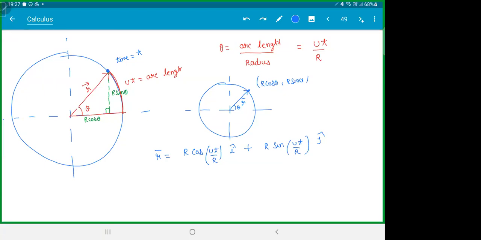How do you find velocity? Differentiate this. You want velocity, differentiate this. I'll show that in the next page, but try. I'll give you another 1 to 2 minutes for velocity and acceleration. Remember, u and r are constants.